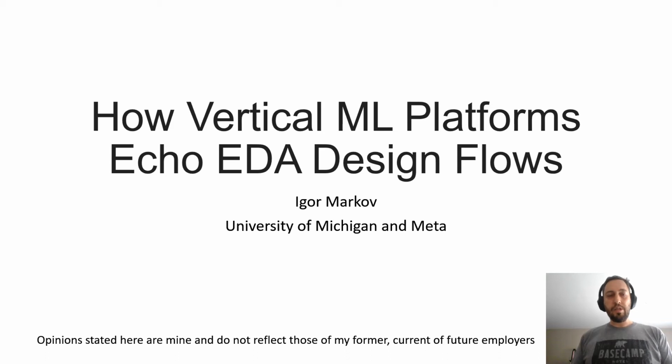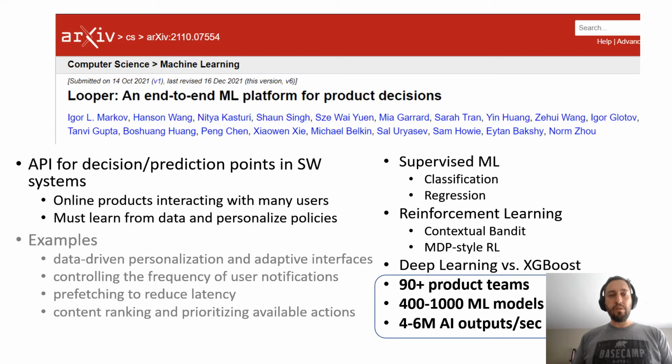Hello. In this presentation, I will outline a vertical machine learning platform and draw comparisons to EDA tools. The Looper platform, developed in my group at Meta, makes it easy to embed machine learning into software systems. It is used via an API for collecting training data and for making decisions or predictions. The machine learning code stays separate from the application code.